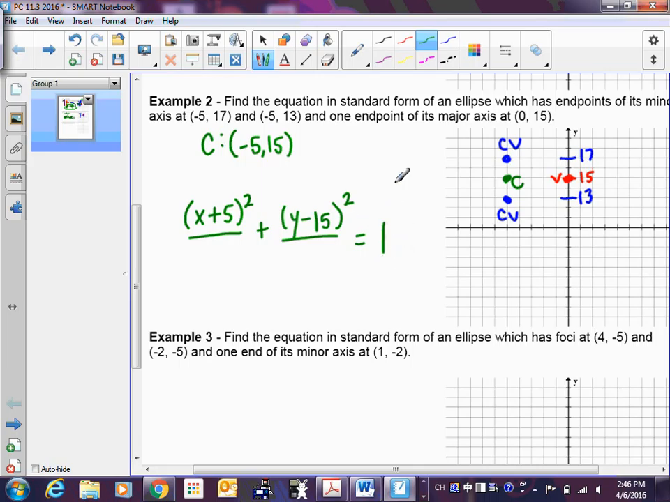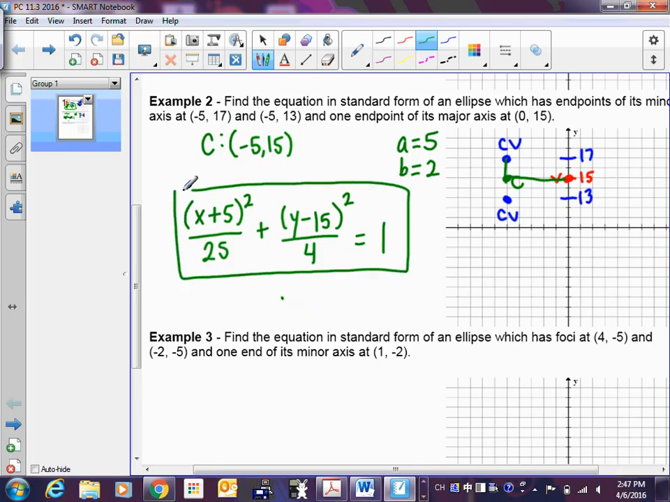Okay, the rest of this is figuring out what is A and what is B, and then which number goes where. So remember, A is the distance from center to vertex. So how far was that? 5. So does 25 go underneath the x or y? Yeah, how did you know that? Yeah, it's horizontal. It's left and right. So that means that center to co-vertex, that's 2. That's the B, and so we put a 4 underneath the y. And there we go.